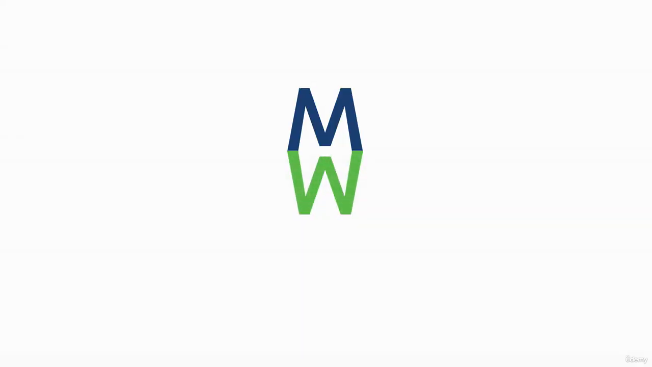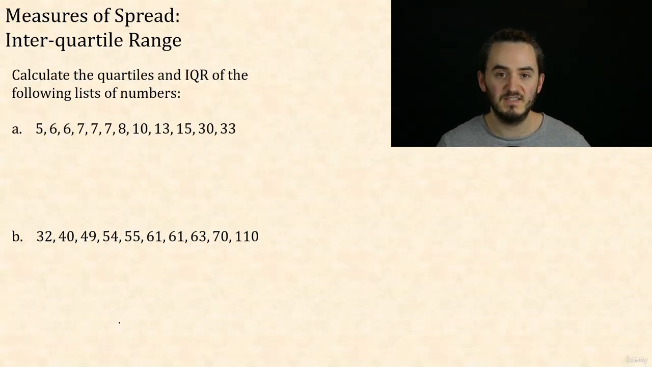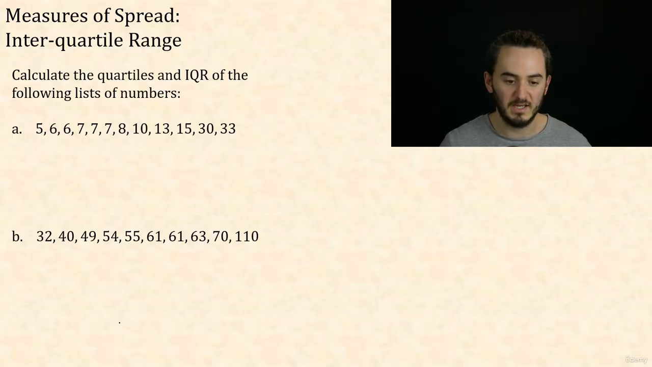In this video, I'm just going to go through a couple more examples showing you how to work out the location of the quartiles from a list of data and then to work out the interquartile range from that. Okay, so I've got two lists of numbers here, and in both cases I'm going to work out the quartiles and then the interquartile range.